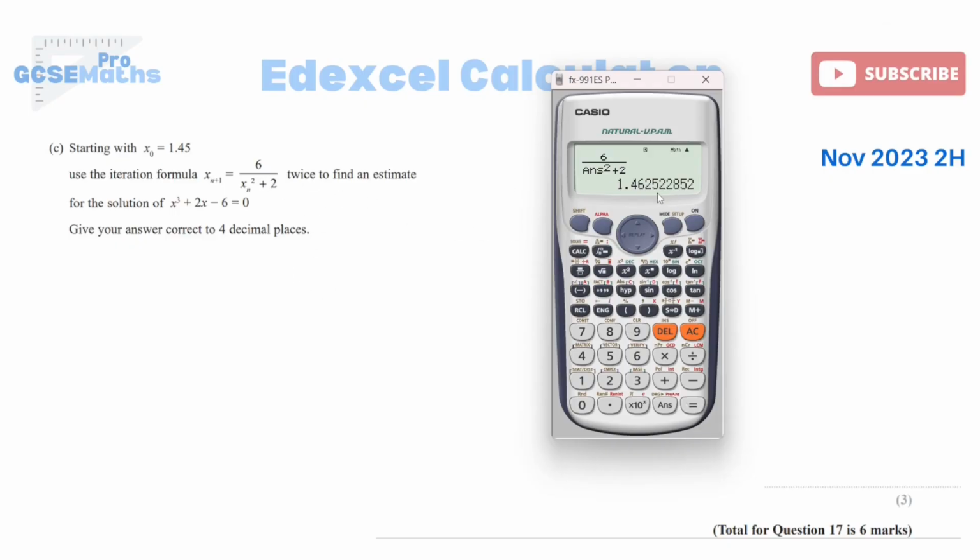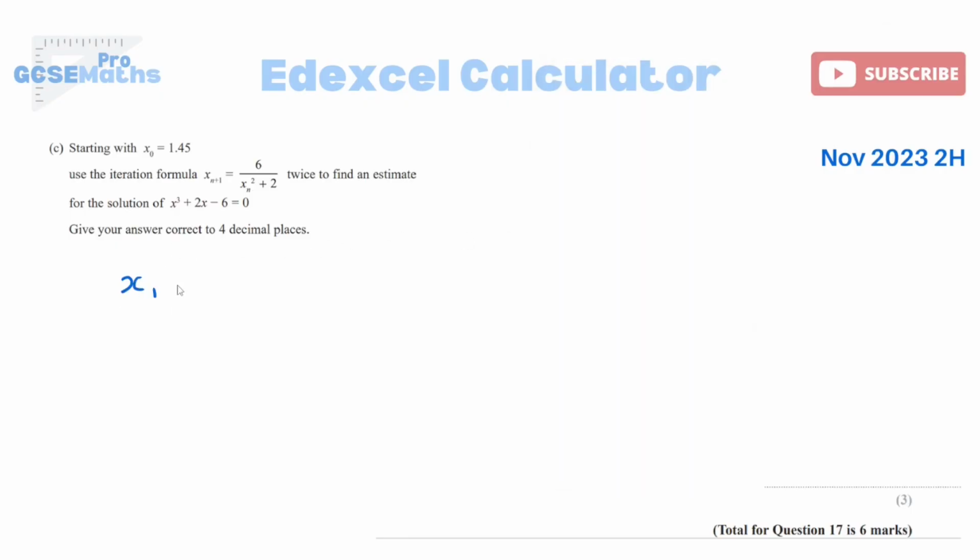So if I press equals, that's going to be my first value, as in x1. So what I'd write for my working out is x1, and then I'd probably just write down 6 over, and then show them that you do know that you have to substitute in the previous number. And then my answer was 1.4625.